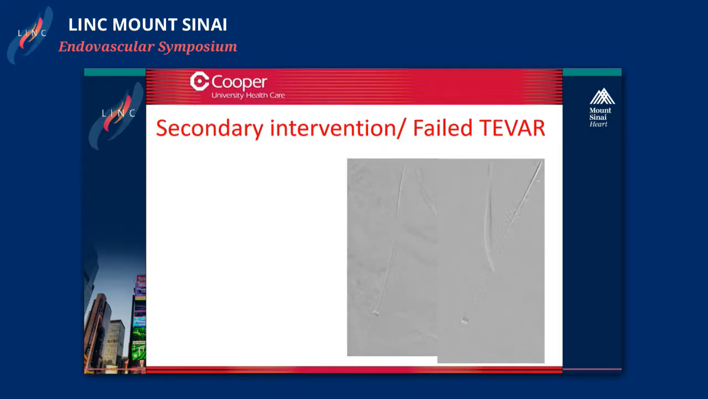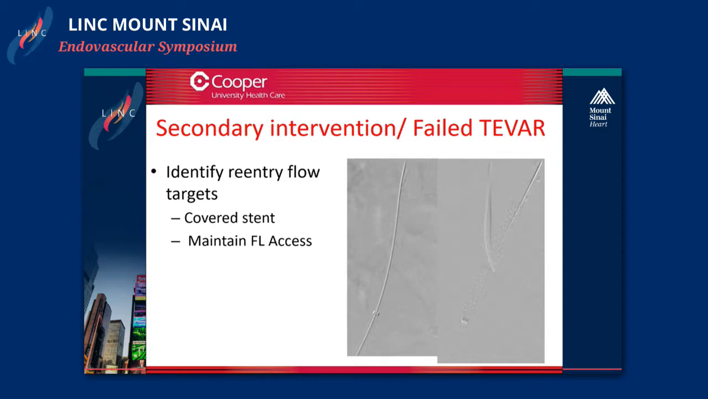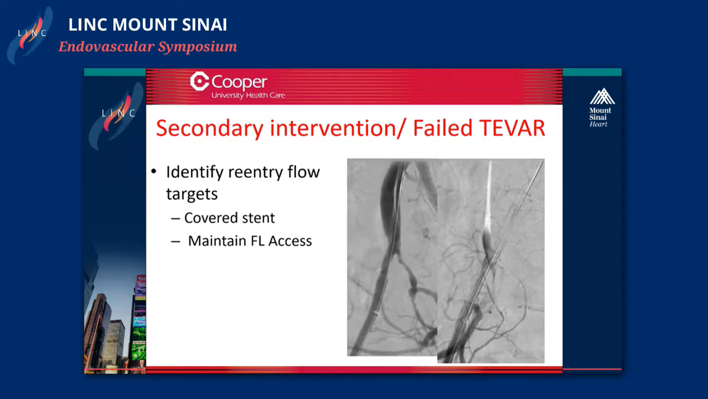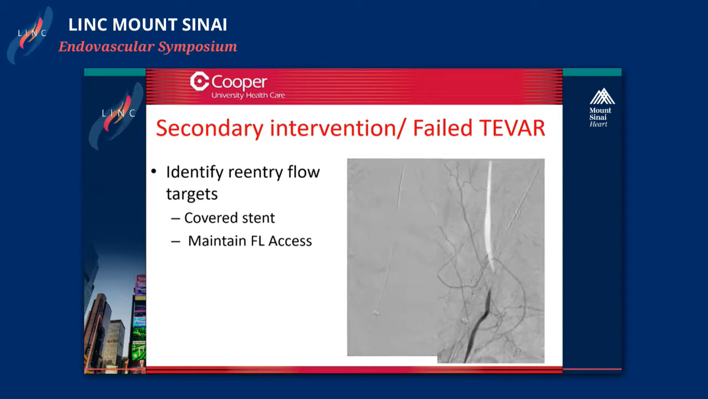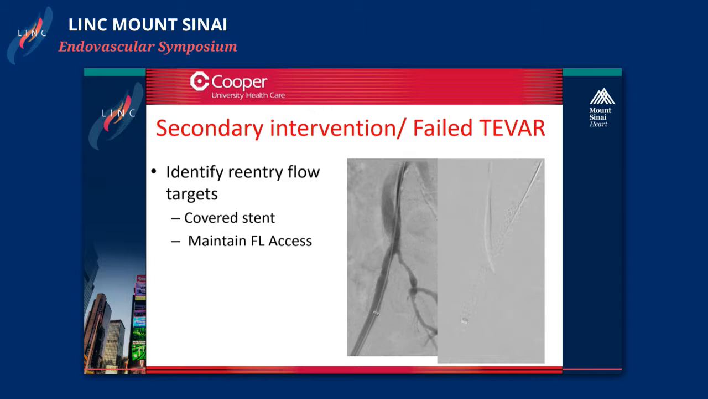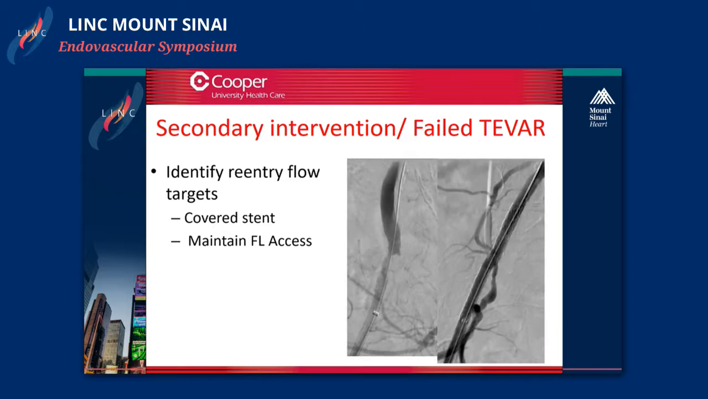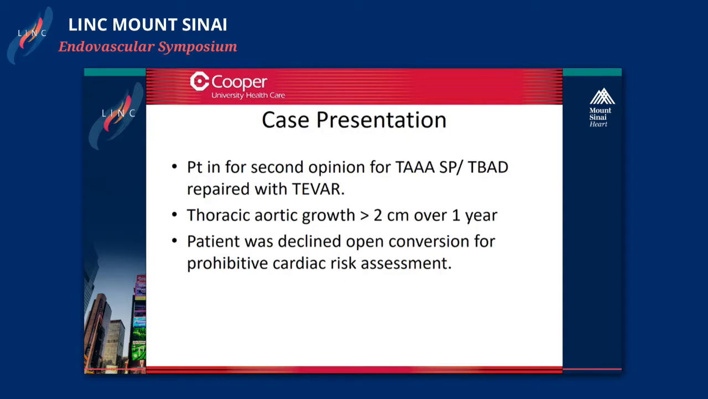So secondary intervention for failed TEVAR is very common. We like to identify reentry flow targets, and then using covered stents, you can shut down those reentry flows. But sometimes I like to keep those reentry flows open so I can maintain false lumen access, particularly when I know I'm coming back in later on. And this is an example of an external iliac. This is the most common place that I get access to the false lumen, through a reentry flow in this area.